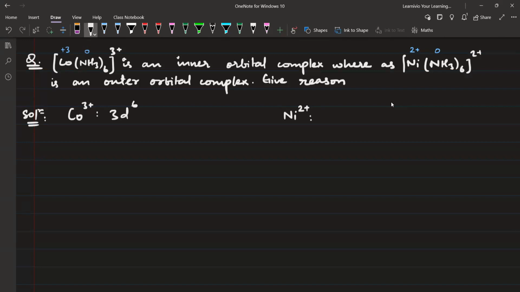Nickel is 28, 4s2 3d8. You have to remove two electrons, so 4s2 is gone, and 3d8 is the configuration. Now, we have just written 3d8. Look at the previous class notes and tell me, is ammonia a strong field ligand or a weak field ligand?